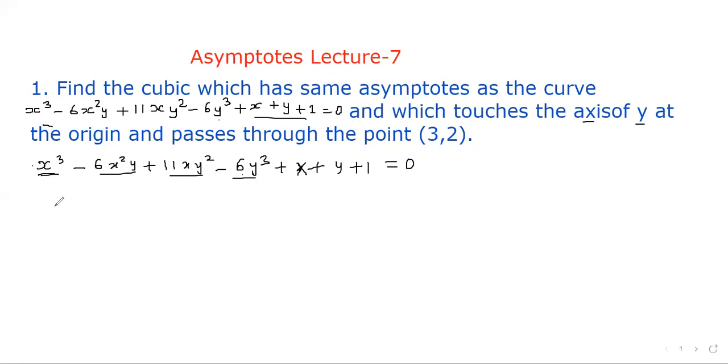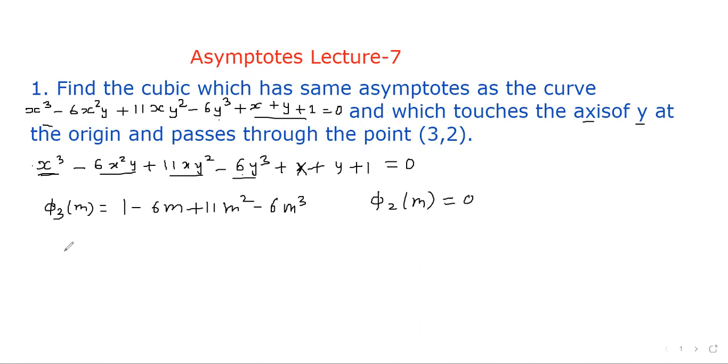Now we find the third degree term. So we write it as phi 3 m, and we put x equal to 1 in the third-degree term and y equal to m. So we will get 1 minus 6m plus 11m square minus 6m cube. And we find phi 2 m, the second-degree term, so that is 0. Now, to get asymptotes, we equate it equal to 0. So let's find out the values.